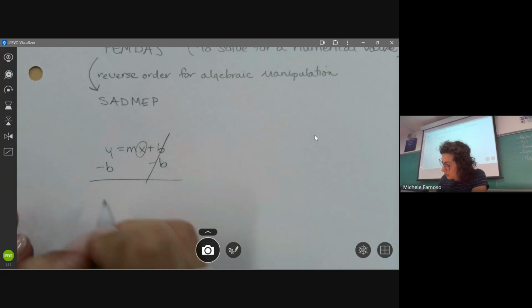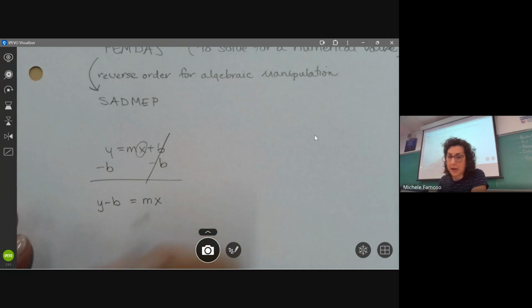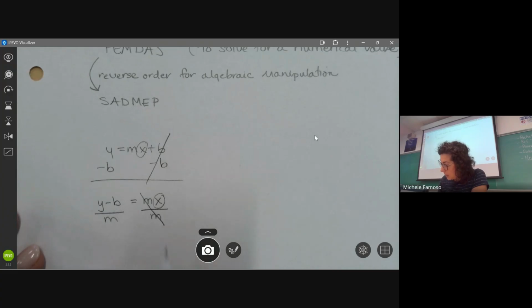I'm going to subtract b from both sides, leaving me with y minus b equals mx. Now, we reviewed yesterday that when I see mx like that, there's a mathematical operation assumed to be between them. What is that mathematical operation? Multiplication. So I have to do the reverse, the opposite of multiplication, which is division. I need to keep the x where it is. So we are going to divide both sides by the letter m, leaving us with the equation that x equals y minus b over m.